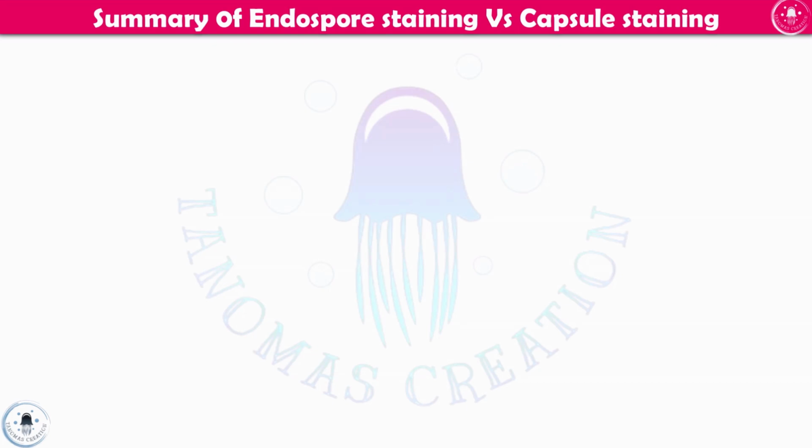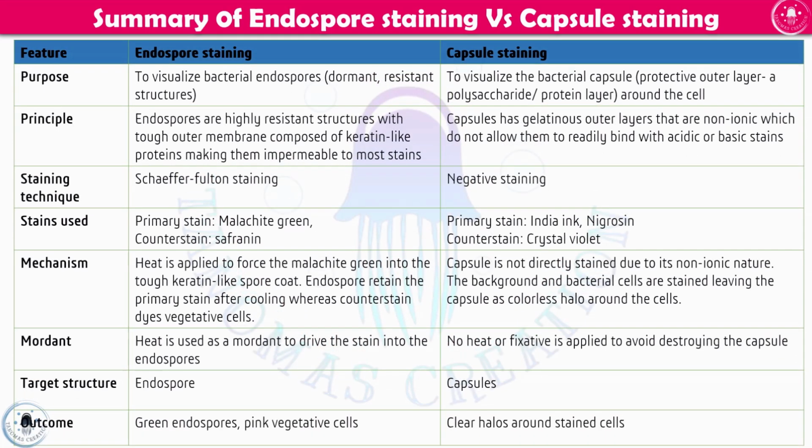Now, let us have a quick review of what we have learned, the summary of this staining. The purpose of endospore staining is to visualize bacterial endospores. These endospores are dormant and resistant structures. The purpose of capsule staining is to visualize the bacterial capsules. This capsule is a protective outer layer, usually made up of polysaccharide or protein, present around the cell.